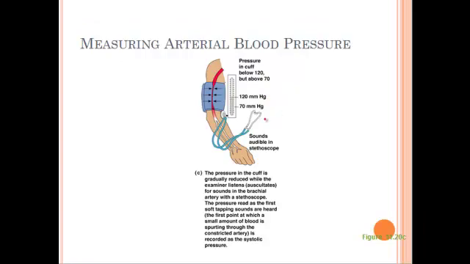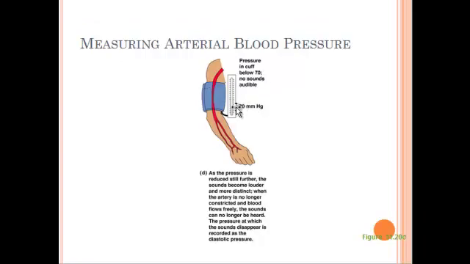And then you continue to open it until you can't hear the sound anymore. That tells you how much pressure there is when the heart is relaxing. And that's going to be around your 70 to 80, your diastolic pressure. And so you write down those two numbers. And so that's the way that we take blood pressure.